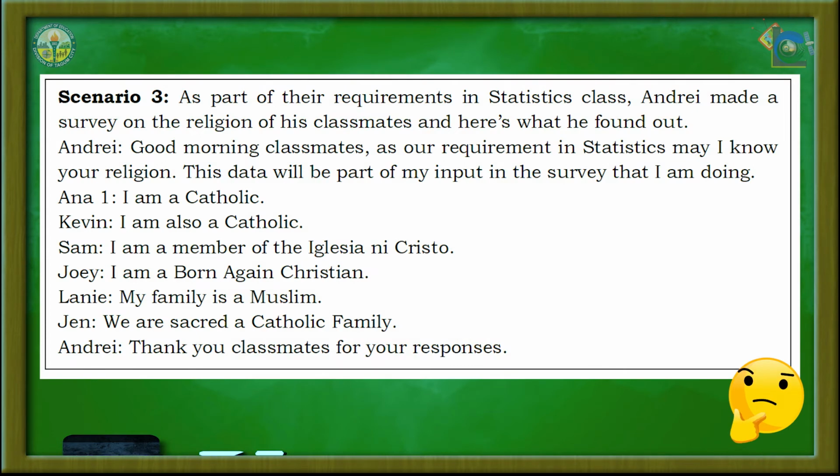Religion is also an example of function because a person can never have two religions. Inside the classroom, 3 classmates said that they are Catholic. This shows a many-to-one relationship. Classmates being the domain and the religion being the range indicate that different values of the domain can have one value of the range. A one-to-one relationship was also illustrated by the classmates who said that they are Born Again, Muslim, and Iglesia ni Cristo. One student to one religion.